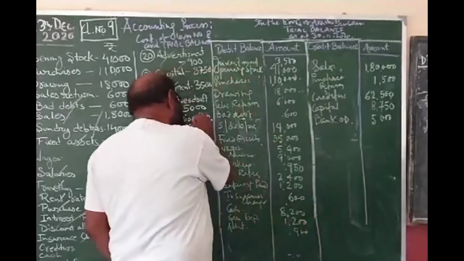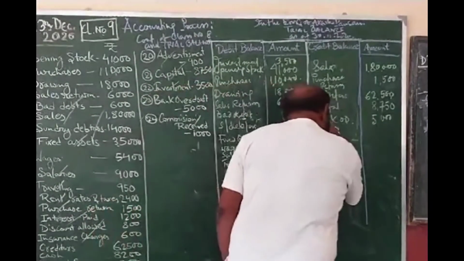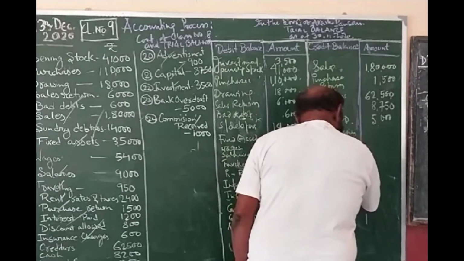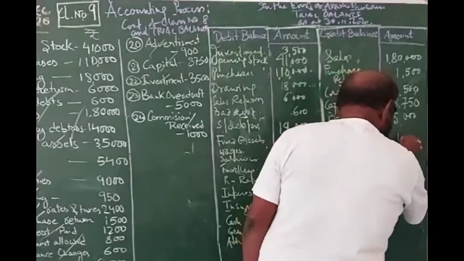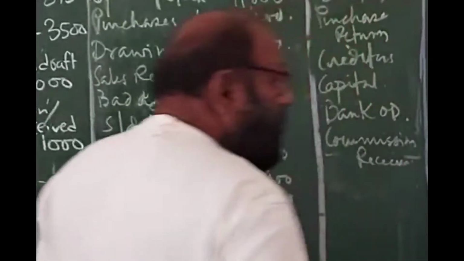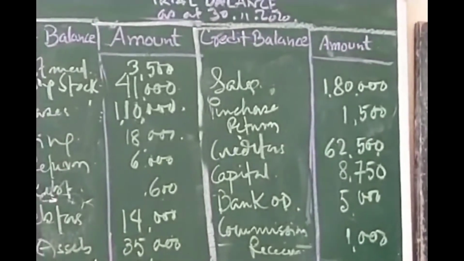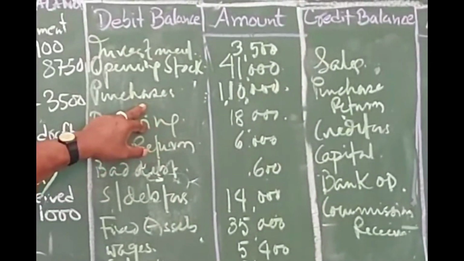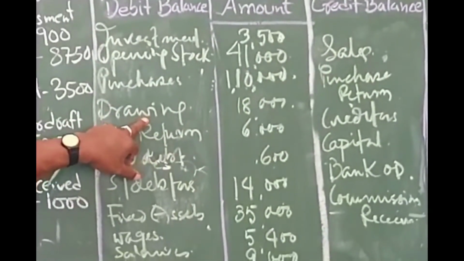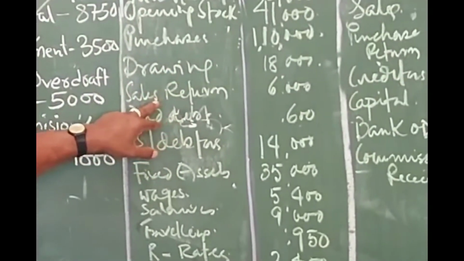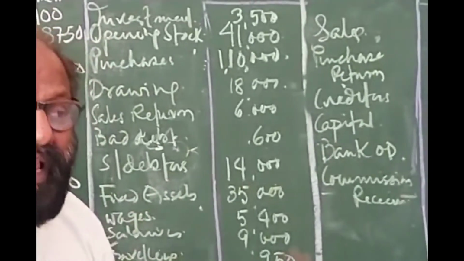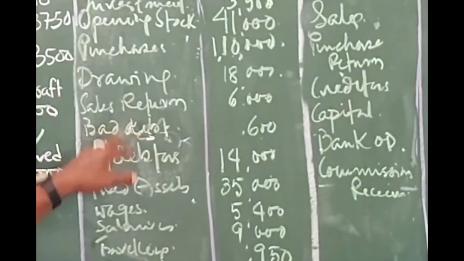Then income, commission receipt, I have already told you, it is your gain, it is your income, so income should be here. Commission receipt, what do you want? Just think about it. Investment is an asset, debit. I already told you all assets are debit. Opening stock, assets, debit. Purchase always debit. Drawing, negative capital is credit, so drawing should be debit. Sales return, sales is always credit. Whenever any sales is there, put it on the credit side. And any sales return should be on the debit side.